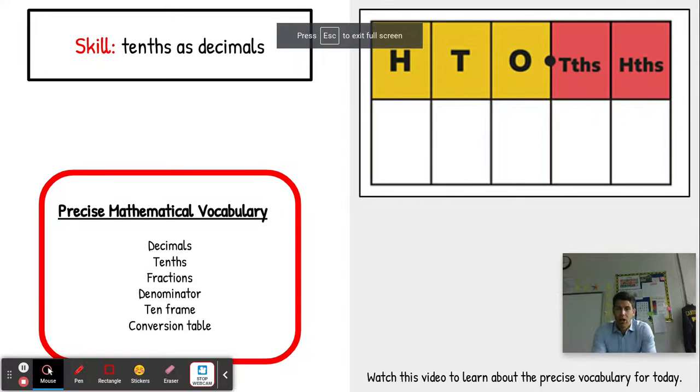Last term, we were learning a lot about fractions. And did you know that fractions can also be written as decimals? So that's what we're going to be doing in today's lesson. We're going to be writing fractions as decimals. Or more particularly, we're going to be writing tenths as decimals.